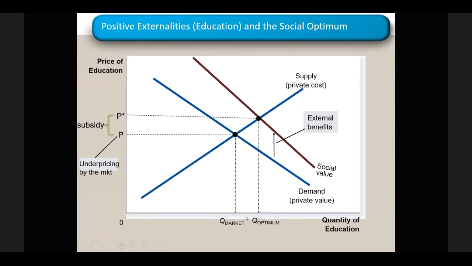And to get the price P star, you can just put the Q optimum into either the social value function or the private cost function, and then you get P star. We'll do a calculation based on that at the tail end of our lecture.